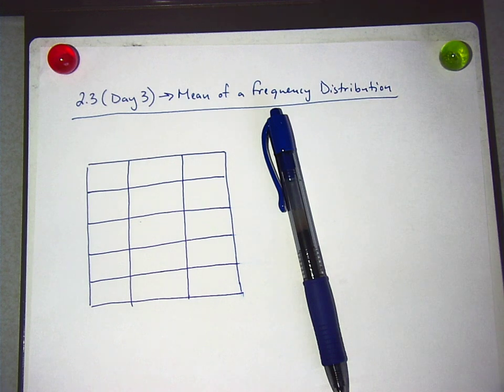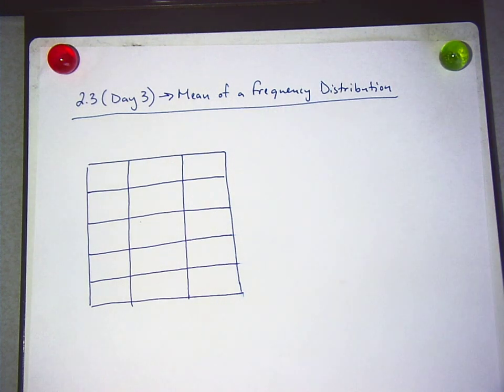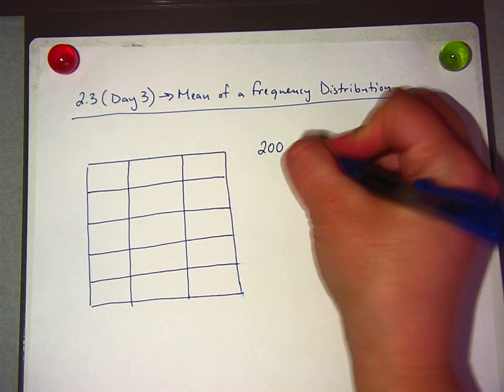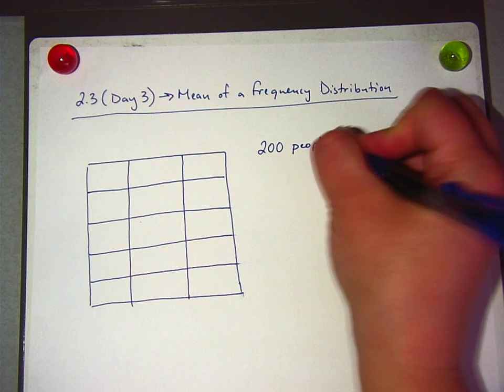We're going to make up some data. So let's say that you have 200 people in Lewiston that we ask.